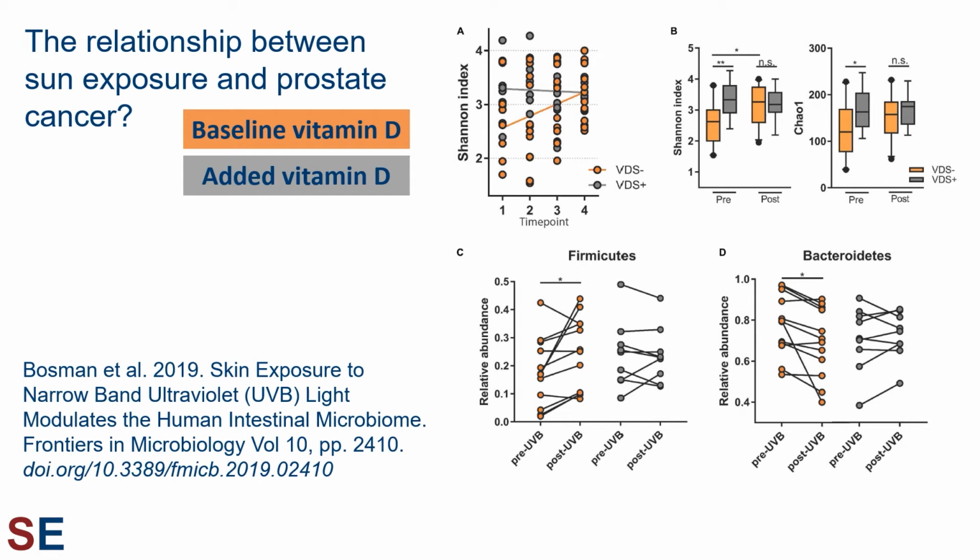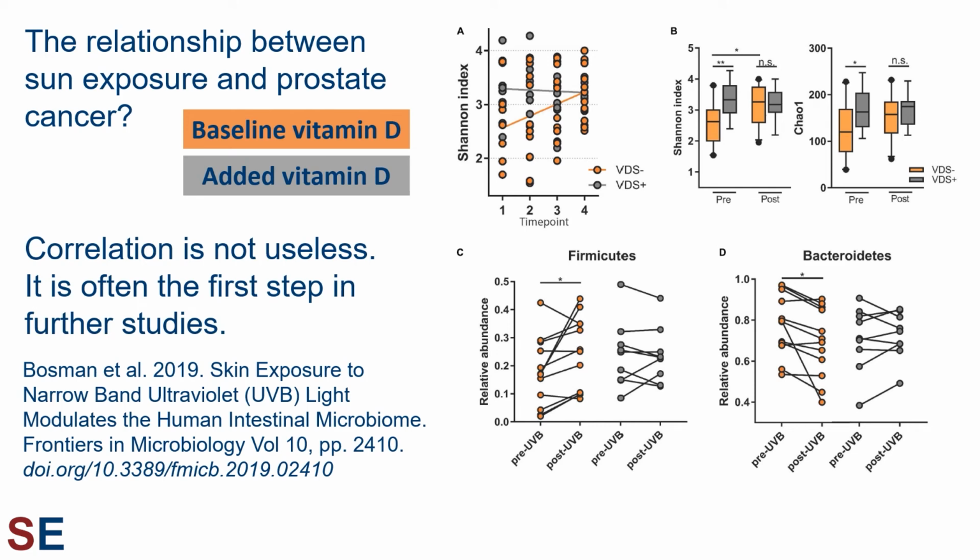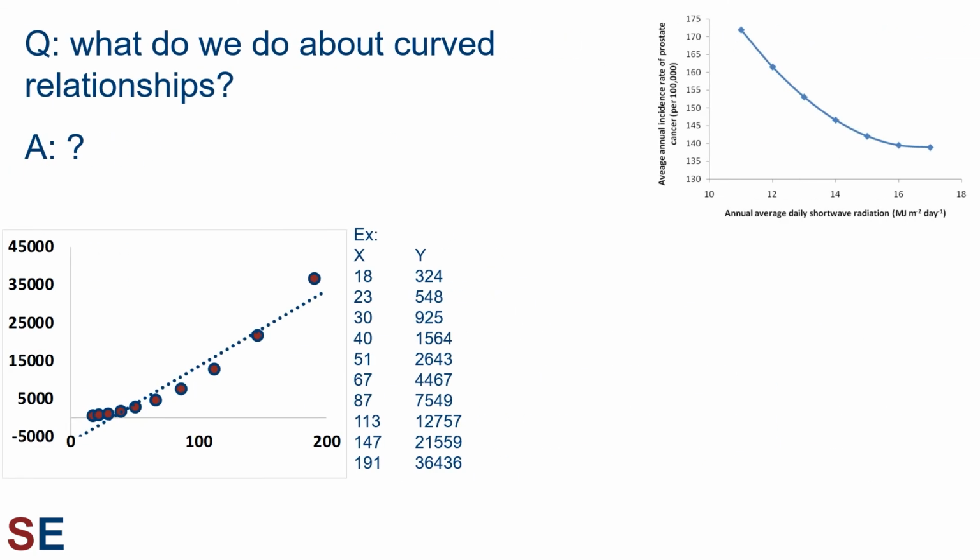The correlation seen in that previous study did not demonstrate causation, but it was not useless because it motivated this study. In general, correlation is not useless. It is often the first step for further studies. As we saw in that previous study, sometimes the relationship between two variables is not a straight line, but a curve. What do we do about curved relationships when we see them?